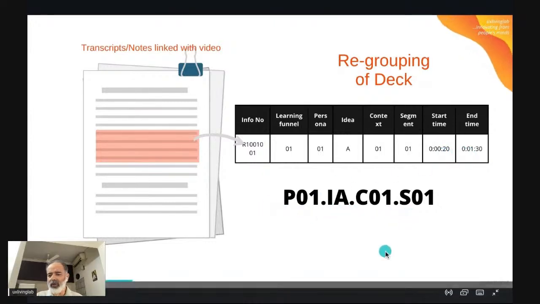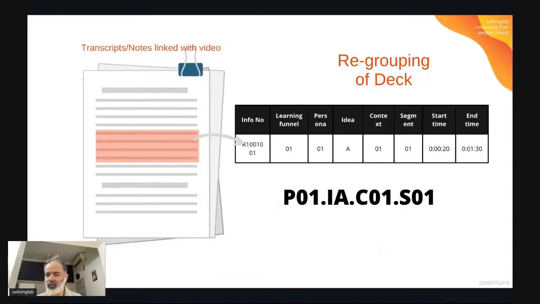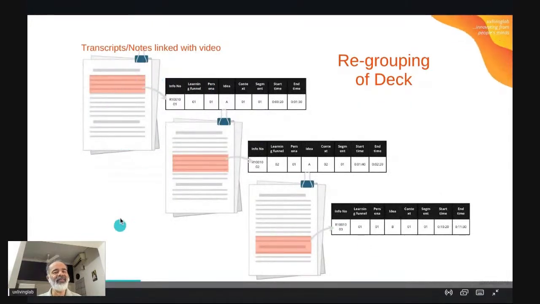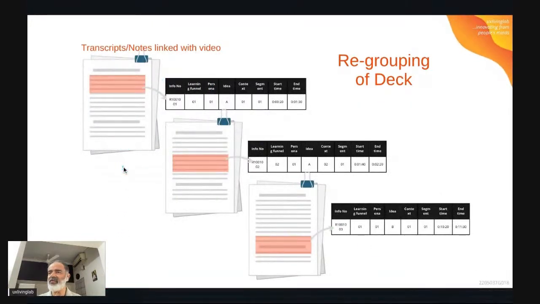Okay, so I think this is now very clear to you: how to regroup a deck, how to regroup information. Then like that you have to do the entire transcript. This is a little bit of a tedious job, I know that. Think about it, we are talking about 10 interviews in a city and 100 cities, that is 1000 interviews.